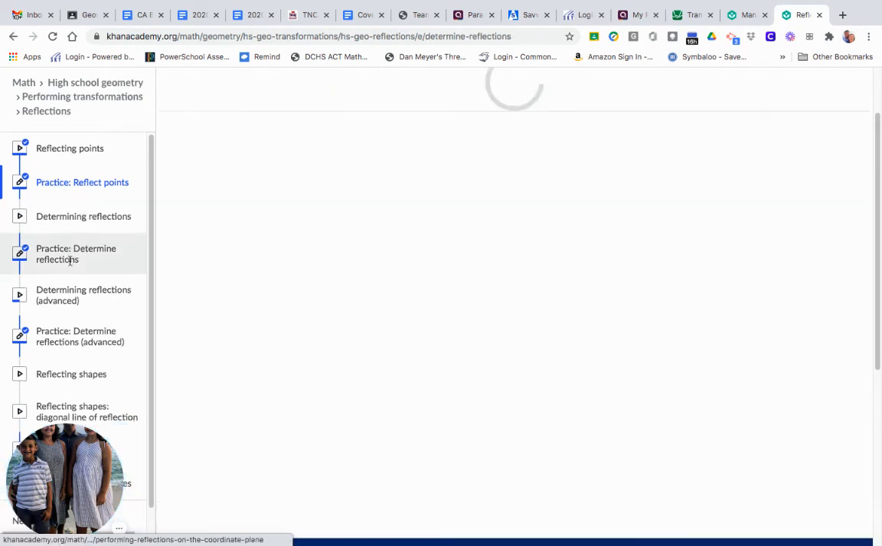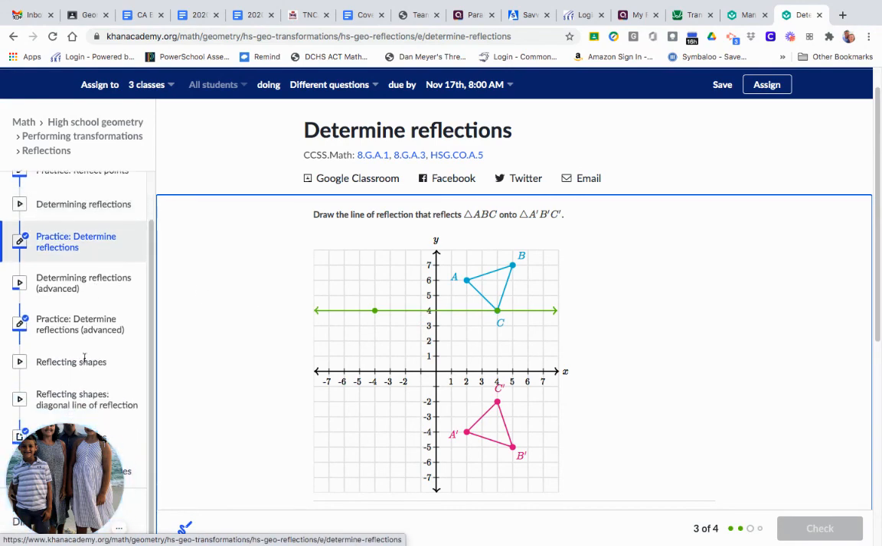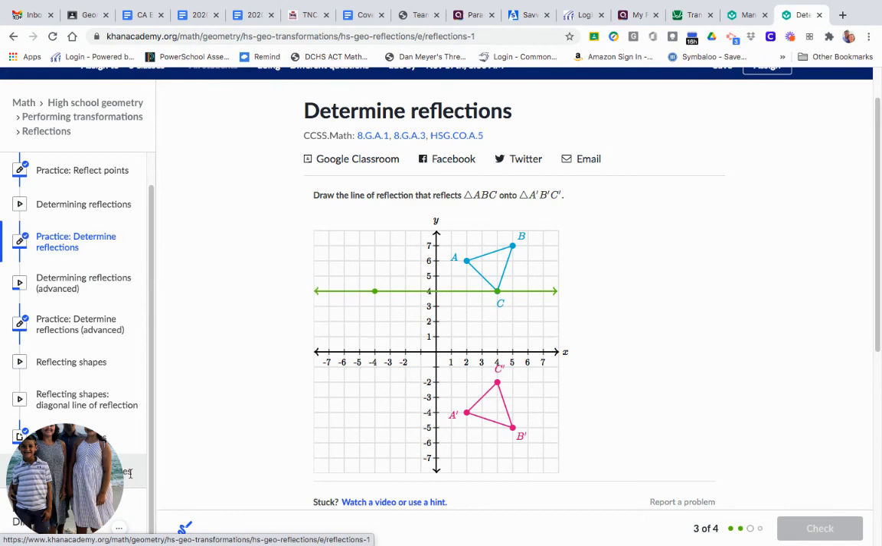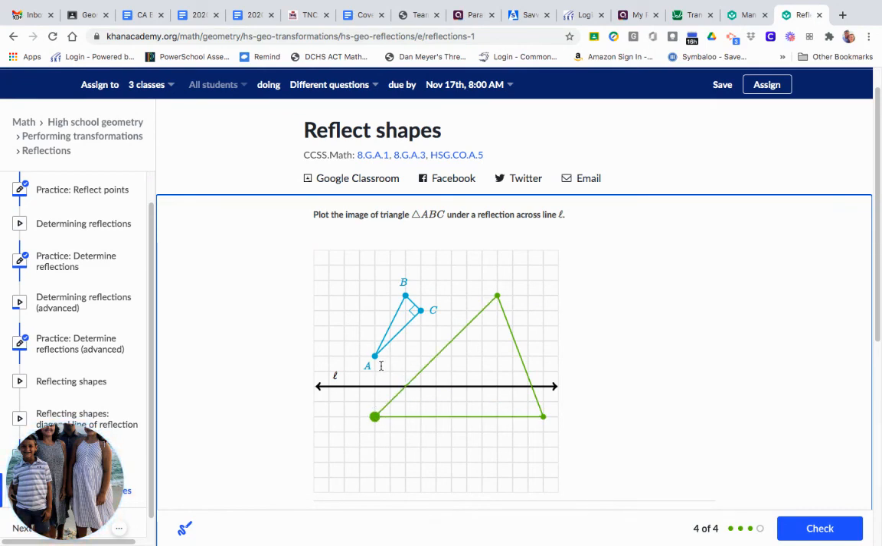The next one is reflecting shapes. You're basically doing the same thing, just instead of 1 point, I may have 2 or 3, 4 points. So blue is the original. I'm taking the green, and I can manipulate these. All right, what's the image going to look like after I reflect this? Just take it point by point. All right, so A is 1, 2 away from the line of reflection. So this is going to be A prime 2 away from that line of reflection in the other direction.